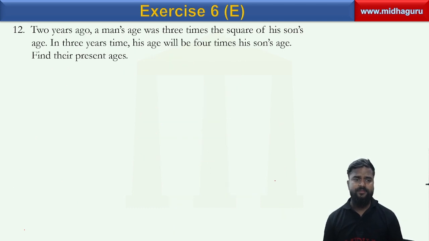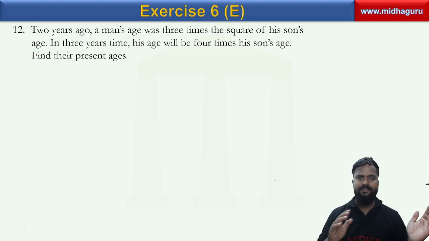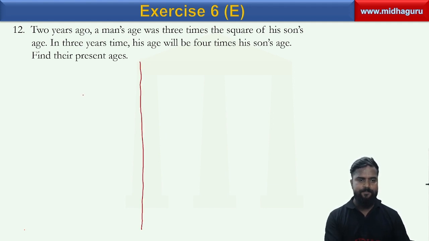Now the next question says, 2 years ago a man's age was 3 times the square of his son's age. In 3 years time his age will be 4 times his son's age. Find their present ages. So here I need you to apply a little bit of logic: if it takes 2 years ago and then 3 years later, the time gap will be 5 years. So we'll start by taking x in 2 years ago.